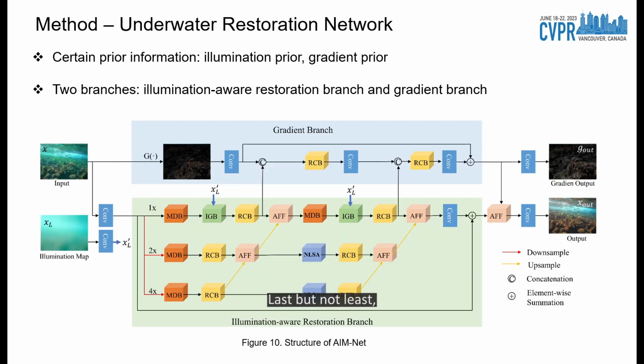Last but not least, our student and teacher model are based on the same structure, AIMNet, to tackle the prominent issues with underwater images such as low contrast, color distortion, and blur. Illumination prior and gradient prior are effectively exploited. The restoration branch incorporates illumination prior to enhance the color and light source perception capabilities. The gradient branch is introduced to enhance the edge structure.